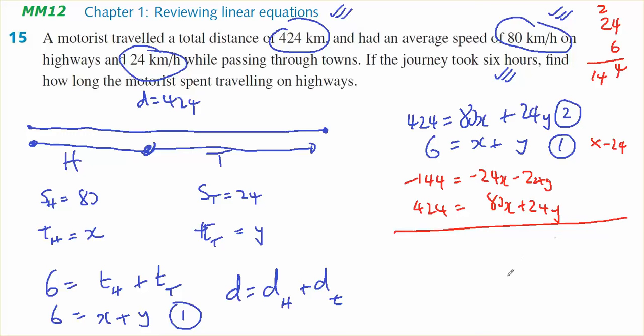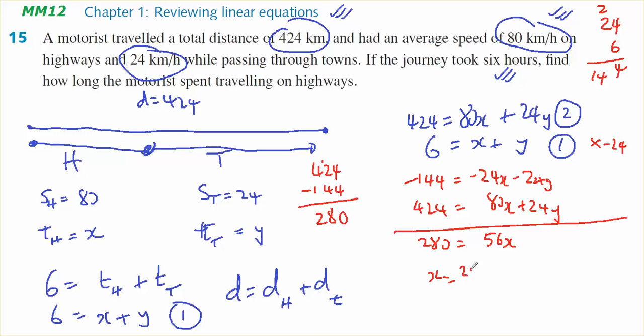And I'm going to add those two together. So 424 minus 144 is 280. So 280 equals 80 minus 24. 80 minus 20 is 60, minus 4 is 56x, and the y's cancel.